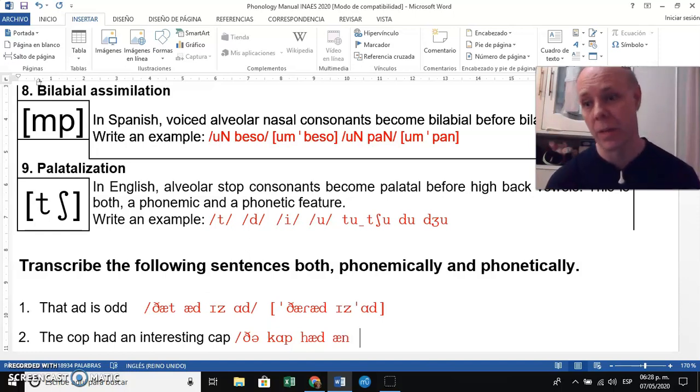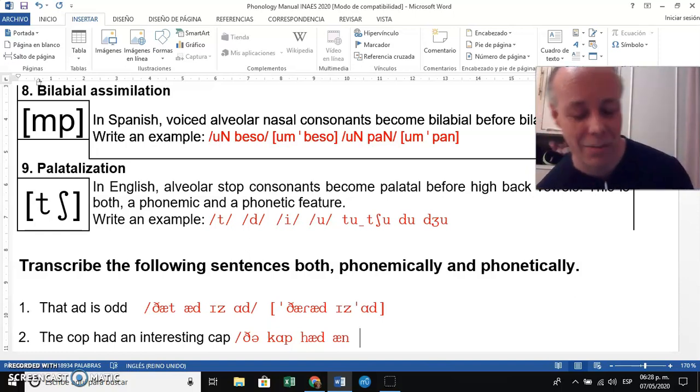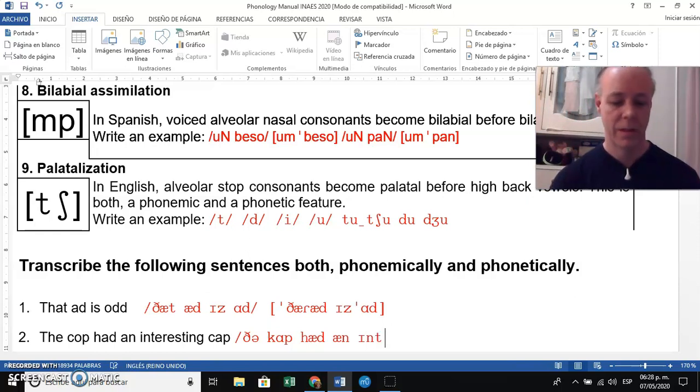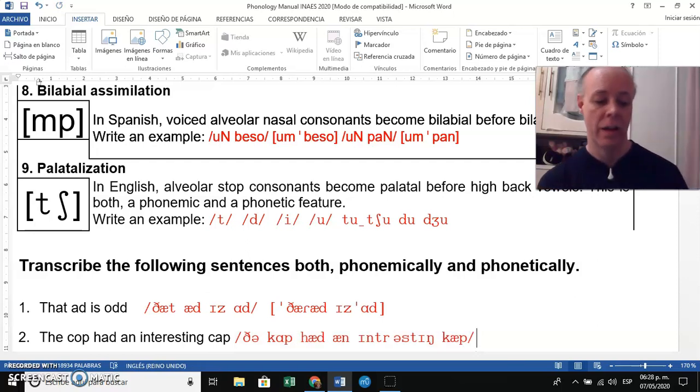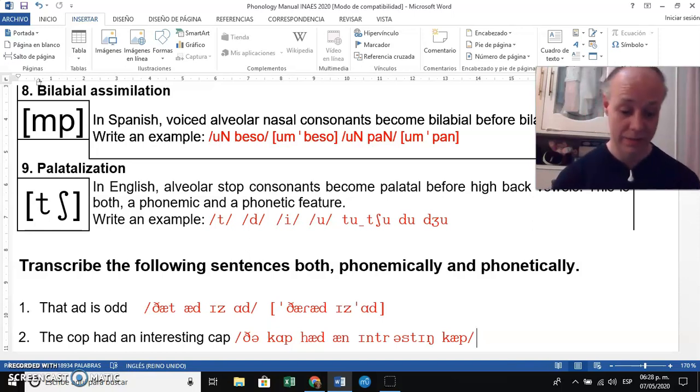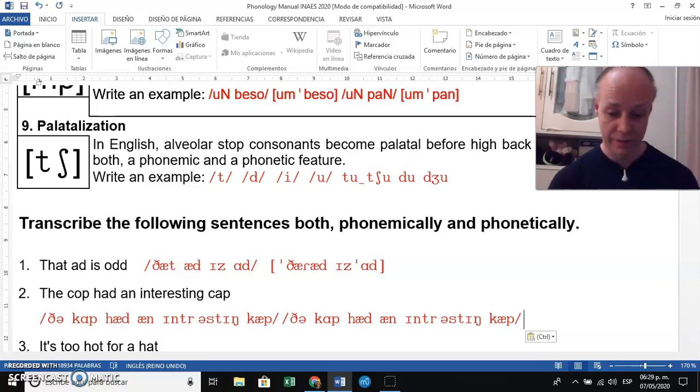Interesting. I say interesting. Many people say interesting. Yes, 4 syllables. I will write interesting. Interesting cap. Like this. The cop had an interesting cap. And the idea is to have a minimal pair there. Cop, cap. In the first one, add, odd. Like this. So that we notice the difference, right?